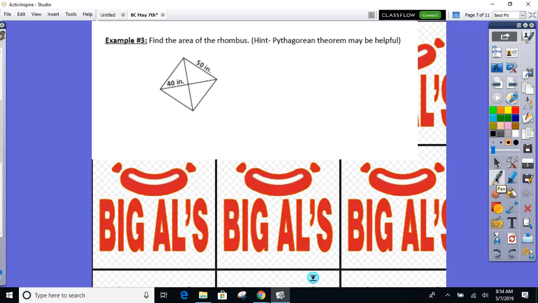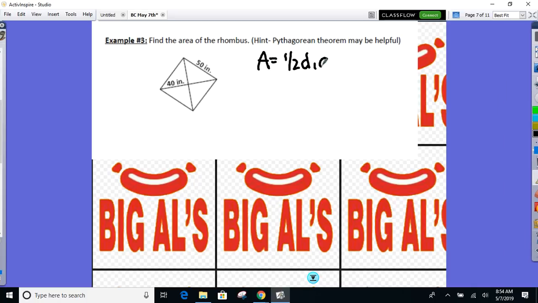All right, so example 3. Here we go. So you have a rhombus right now. And as we know, the area formula for the rhombus, 1/2 D1, D2, but I far from supplied all the information you needed.